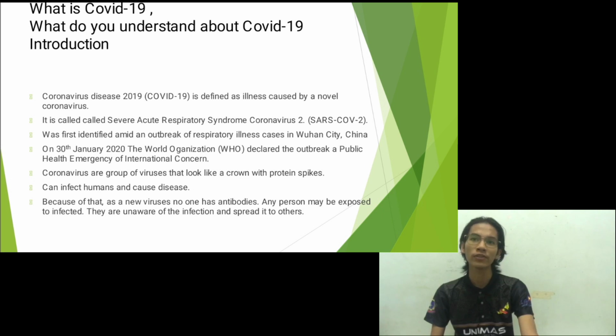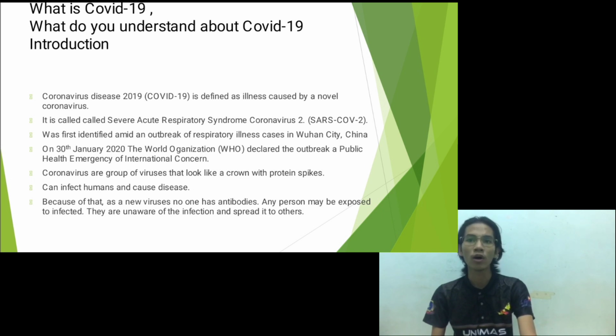Coronavirus disease 2019, COVID-19, is defined as illness caused by a novel coronavirus now called severe acute respiratory syndrome coronavirus 2, SARS-CoV-2. It was first identified amid an outbreak of respiratory illness cases in Wuhan City, China. On 30 January 2020, the World Health Organization, WHO, declared the outbreak a public health emergency of international concern.